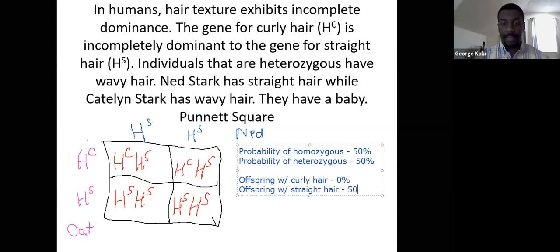Right, 50%, exactly. It'll be 50%, because again, we have 2 of our 4 boxes having the straight hair genotype, HSHS, HSHS, so that would give us straight hair. Now, what's the probability of having offspring with wavy hair?